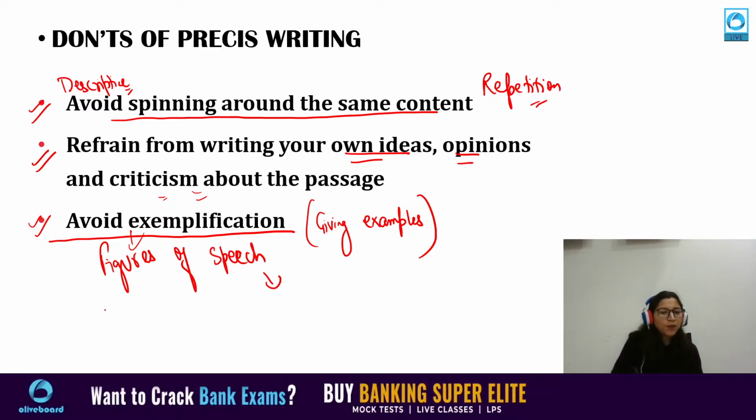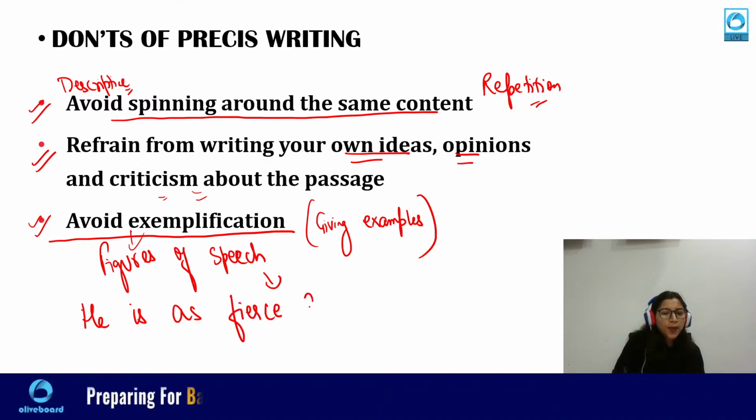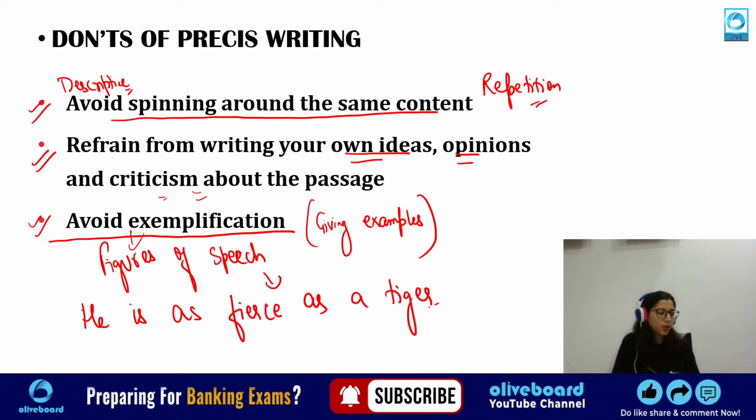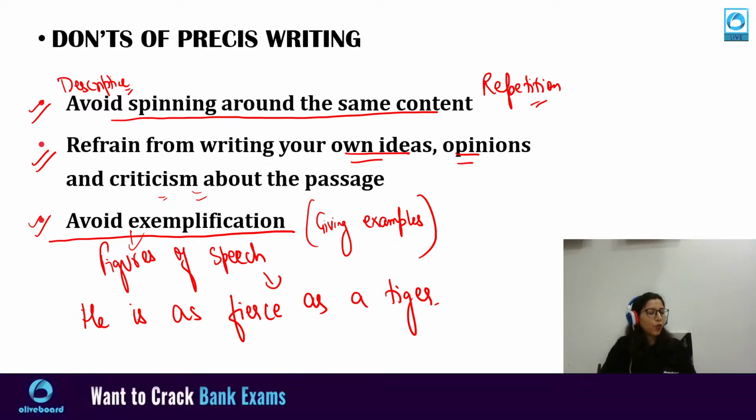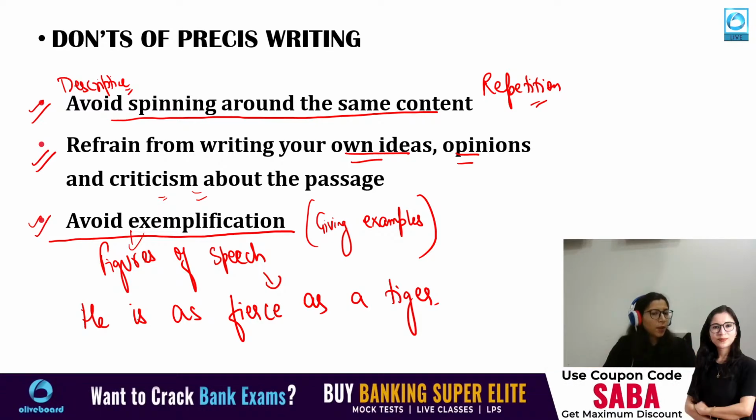Figures of speech. For example, if I say, he is as fierce as a tiger. Write the Precis of this sentence. Quickly summarize this sentence. He is as fierce as a tiger. What will be the Precis of this sentence? You have to say the same thing, but you have to reduce your word count. Quickly, guys, tell me.